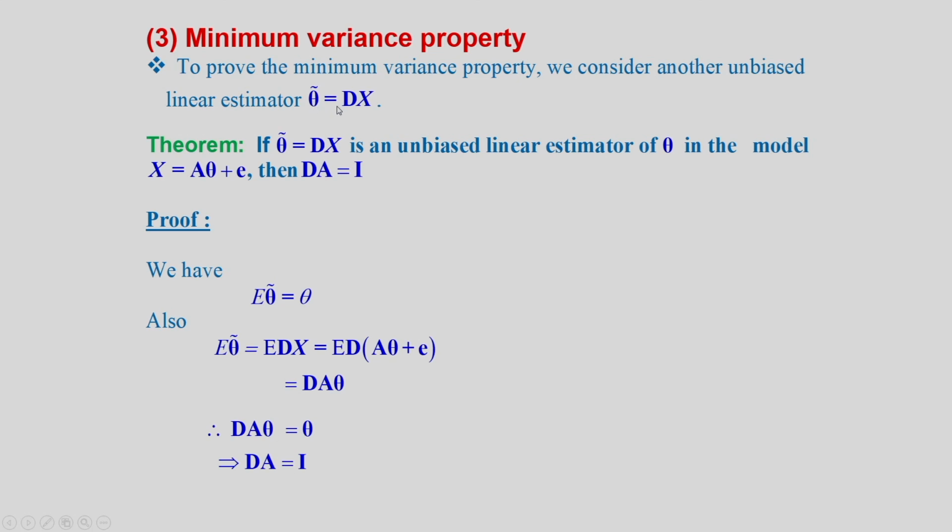So, if there is any unbiased linear estimator theta tilde equal to D times x, it must satisfy this identity: D times A is equal to I, where I is the identity matrix.